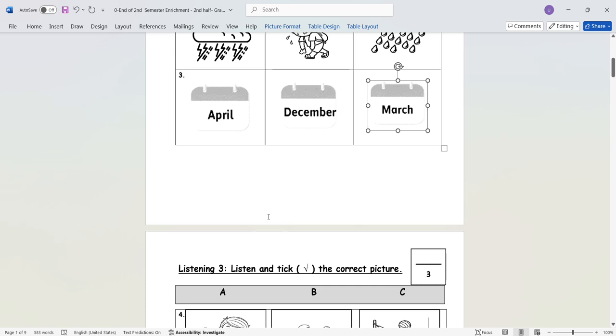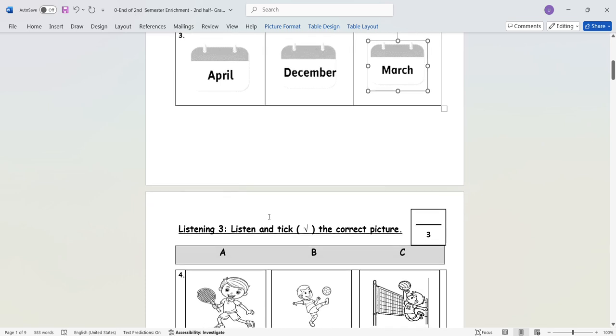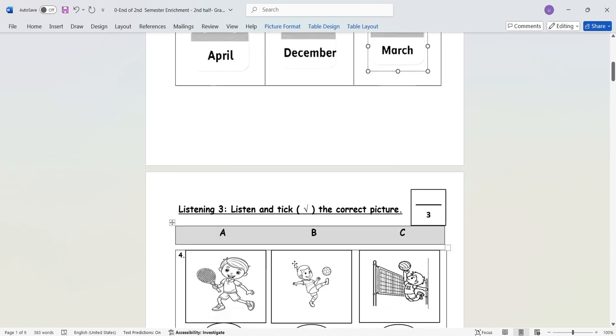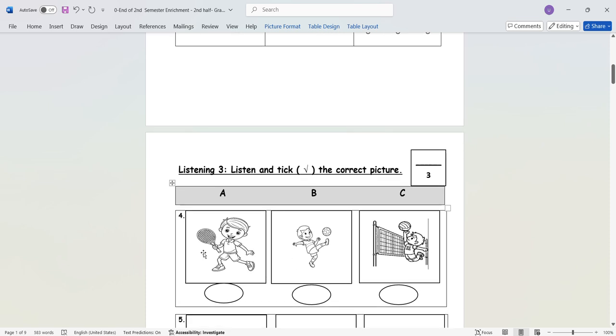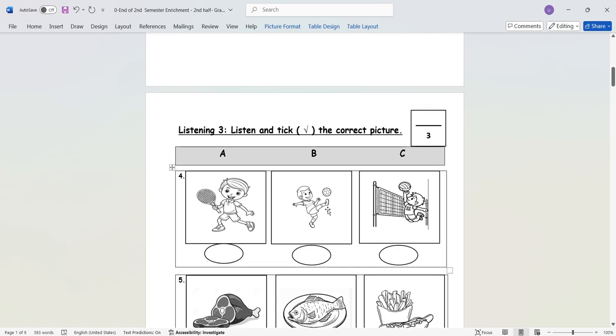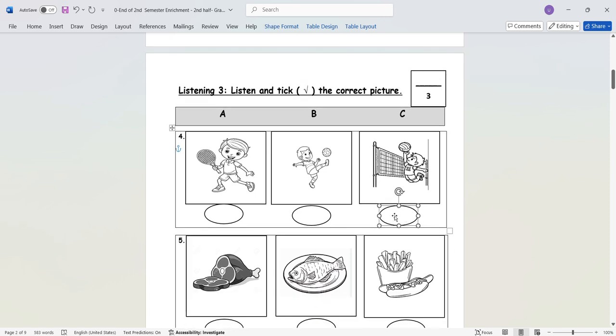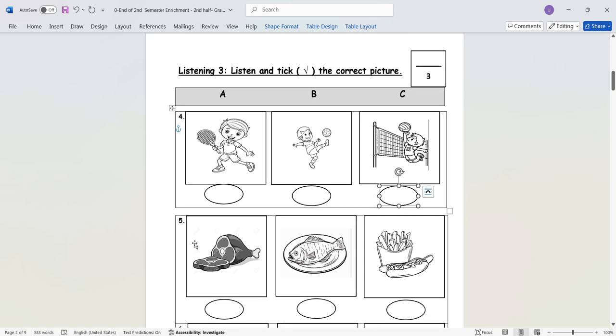Now we move to listening number 3. Listen and tick right the correct picture. Here, number 4, we have 3 pictures. So we listen and the correct picture we tick right. For example, number 4, he's playing volleyball. So we put right here in this circle. We tick right here.